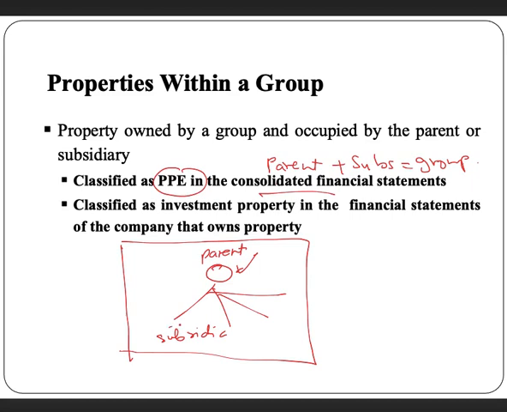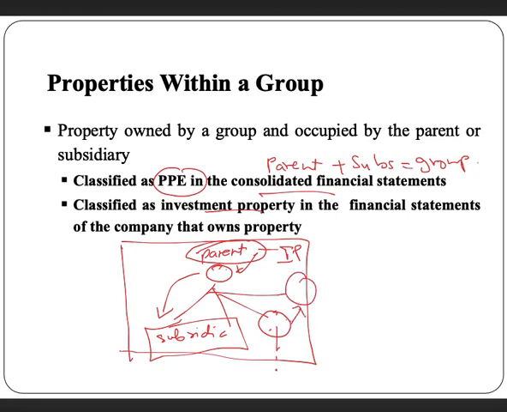But for that particular company, it will be recognized as investment property. If you are the parent company, you rent out to your subsidiary, so the financial statement of the parent itself is IP. Or if this subsidiary rents out to another subsidiary, it will declare it as IP. But when you prepare the financial statement for a group, that will be considered as PPE.